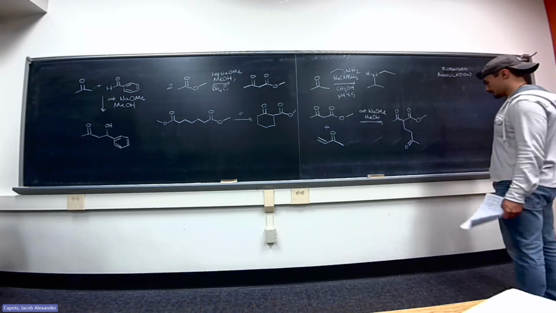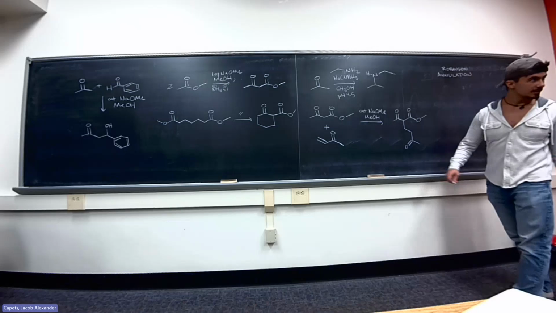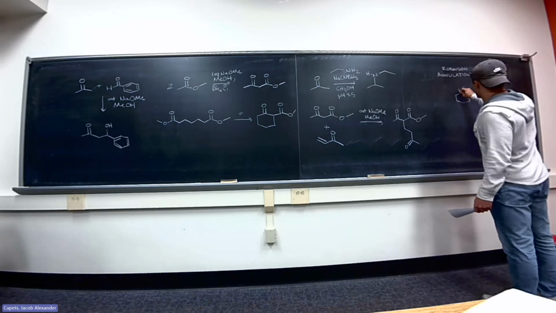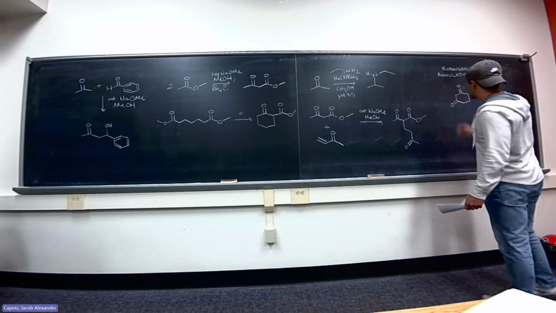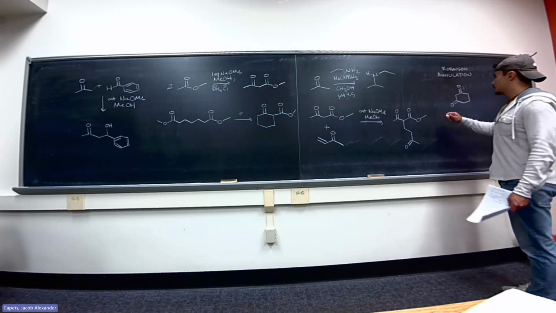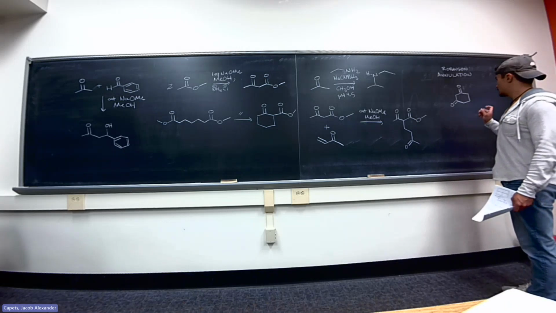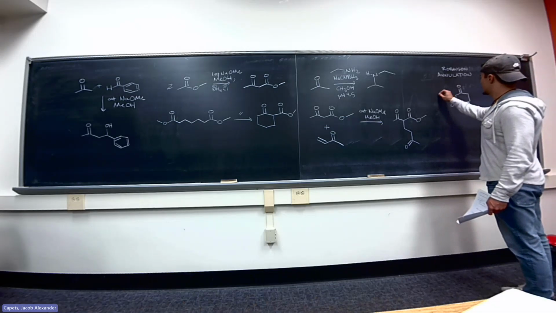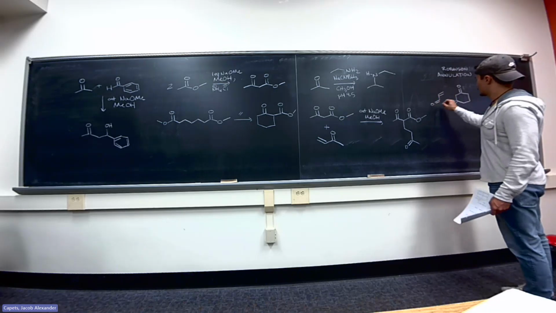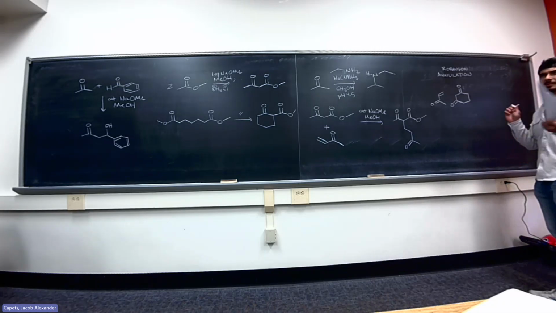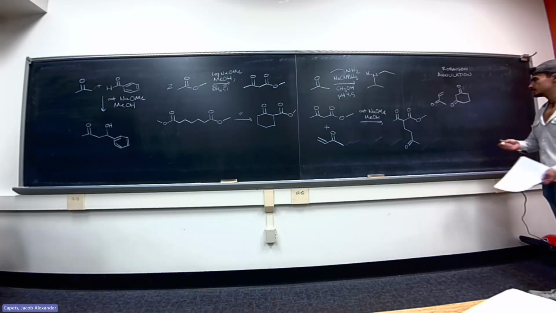Okay, Robinson annulation, let me think here. So again, we need a dicarbonyl. And then we need another, let's just do it with this one. We need, wait, 1, 2, 3, 4. So for Robinson annulation, we're just going to smush these two things together. And we can do the mechanism. I think I put a Robinson annulation mechanism in there. If not, we'll do it whenever we come to it.